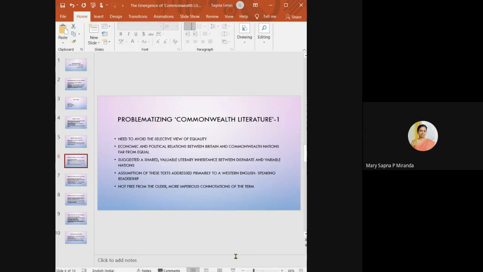So we need to avoid the selective view of equality. It was happily believed that all these ex-colonies are the same, so we can put all of them together and have a common discussion because everybody would be the same. But that is not the case, because the economic and political relationships between Britain and the Commonwealth nations are far from being equal. As I gave you the example of Canada and India, there's a lot of difference between these two countries. So the suggestion was to talk about a shared valuable literary inheritance between very different and variable nations.